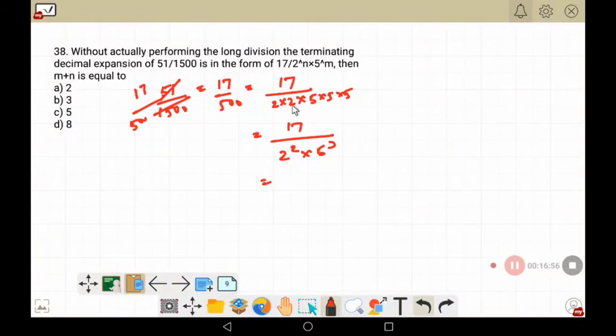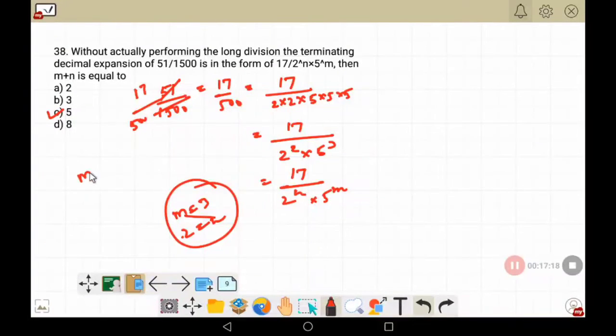So the question says that अभी किसकी फॉर्म में हो गया है, 17 upon 2 to power n into 5 to power m, इसकी फॉर्म में हो गया. If you compare these two, you will get here the value of m is 3 and the value of n is 2. The question says m plus n की वैल्यू कितनी है, 3 plus 2, 5 is the answer. Come to the next question.